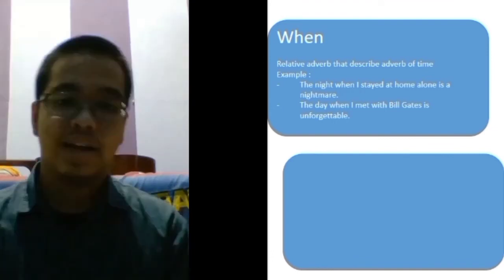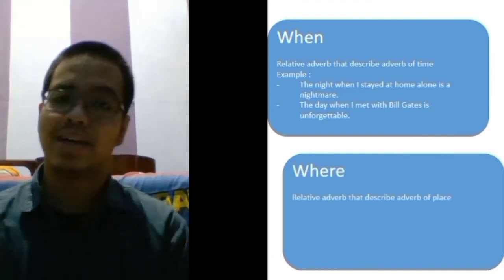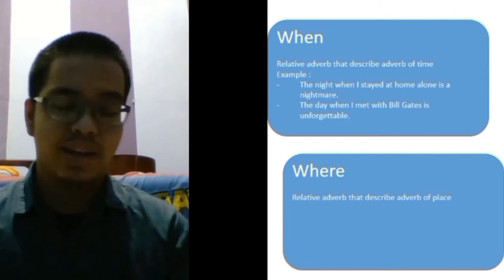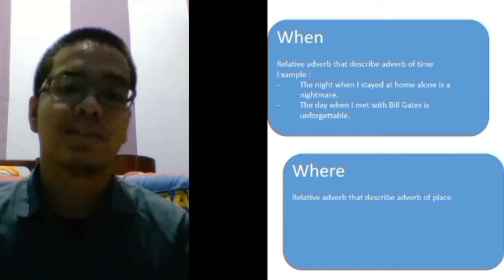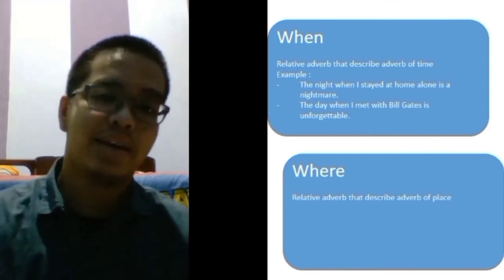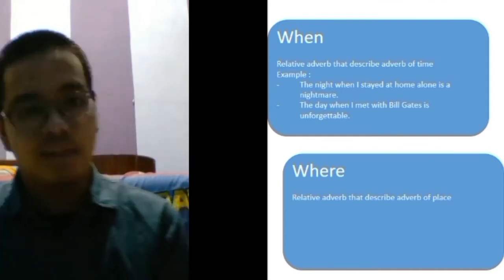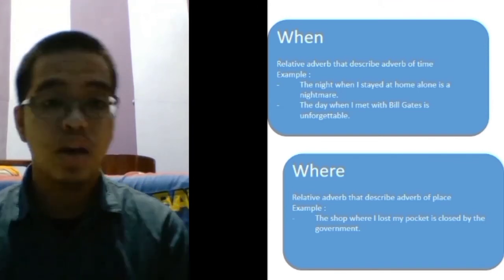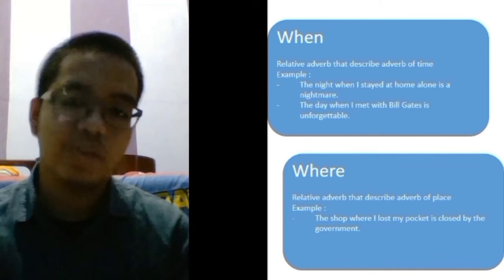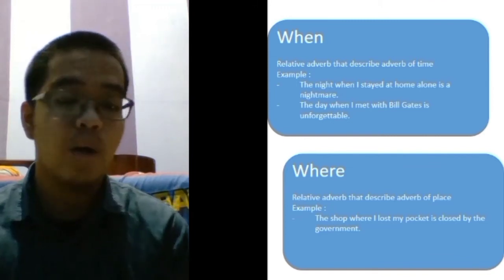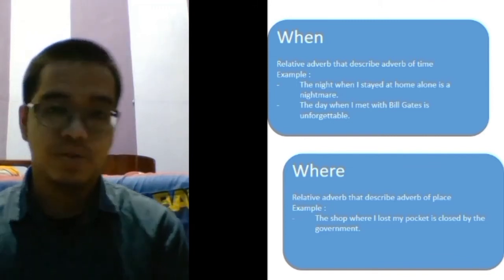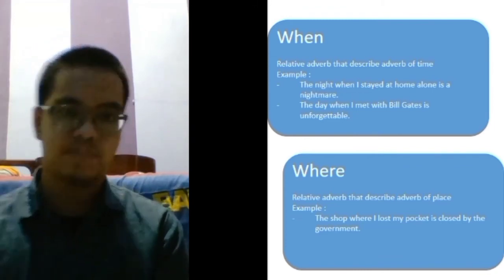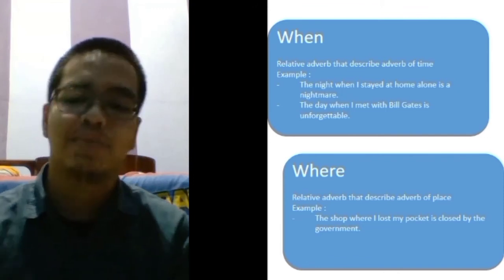Okay, that's for when. Next is where. It is basically the same as before, but the difference is that this connector describes the adverb of place. To make it clear, take a look at these examples. The shop where I lost my pocket is closed by the government. The adverb of place is the shop. The identifying adjective clause is where I lost my pocket, and we use the connector where here because it is an adverb of place. That is as simple as before.